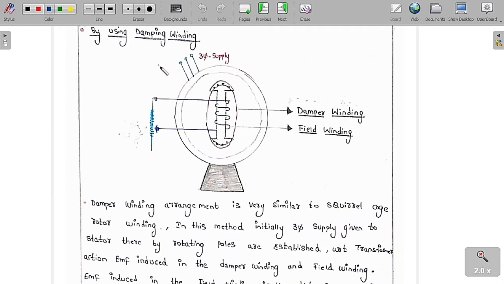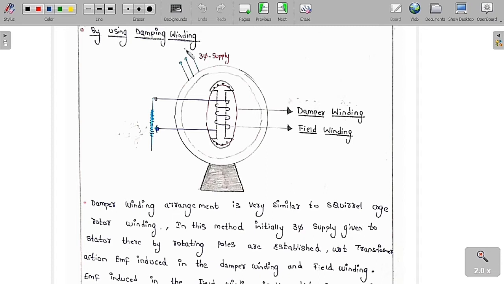Now we will discuss another method by which we can provide the starting torque to the synchronous motor. This follows by using the damping winding. I have already told you I will explain this one in a very detailed manner in the coming pages. Now I am teaching this one: why we are going to use the damper winding or damping winding on the rotor. Why is it used? Now we are going to explain the concept behind that.